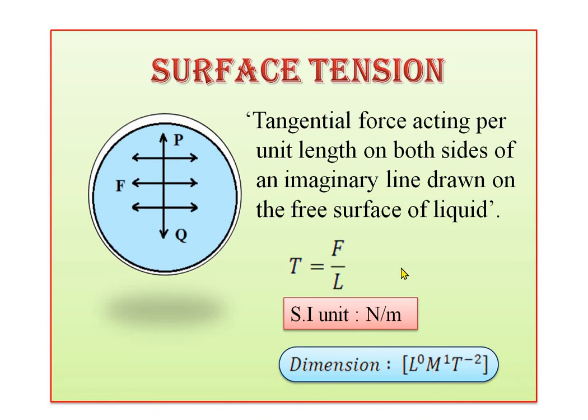In the board exam there can be a question: define surface tension, give its SI unit and dimension. We recall the definition once again: the tangential force acting per unit length on both sides of an imaginary line drawn on the free surface of the liquid is called surface tension. The formula is force per unit length, that means F divided by L.